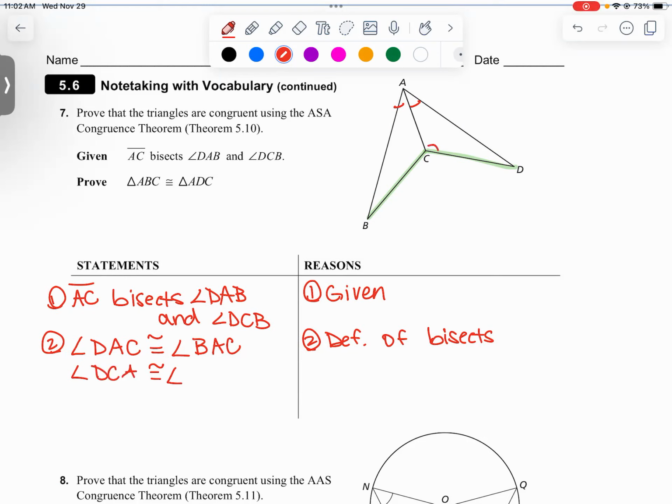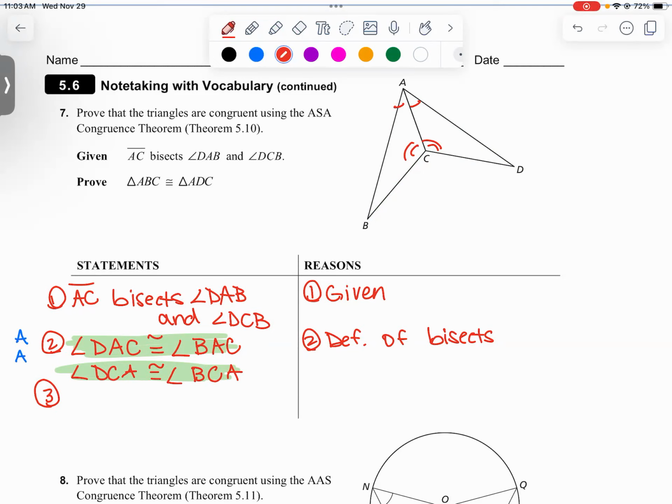DCA is congruent to BCA. Okay, I now have 2 pairs of angles that are congruent. Do we have enough information yet? No, because we have an angle and we have an angle.